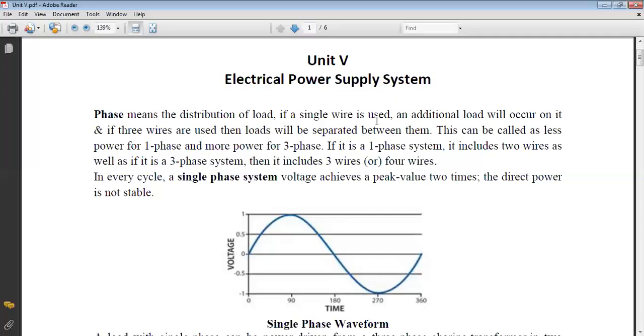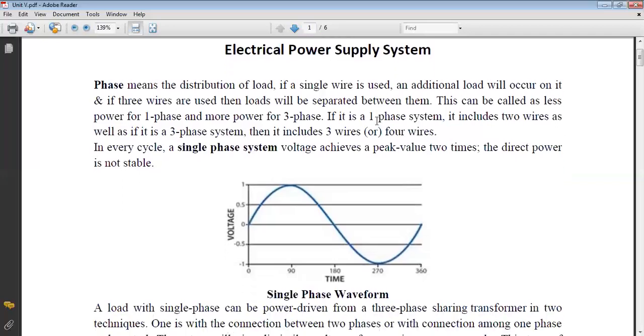Clear? Now, in the second module, we studied that a single-phase system has zero-point crossing on a single line. In every cycle, a single-phase system voltage achieves a peak value two times, so direct continuous power is not possible. Clear?